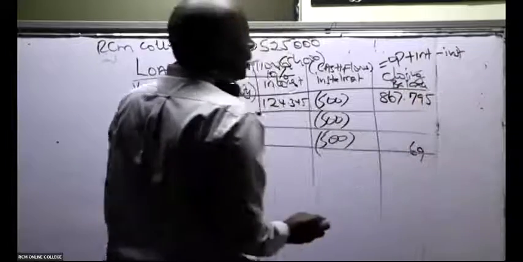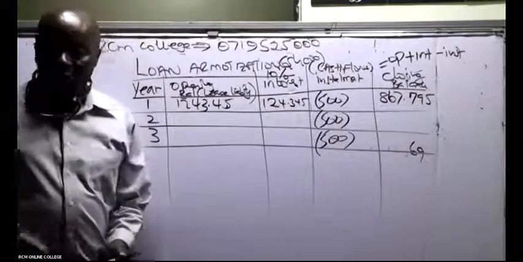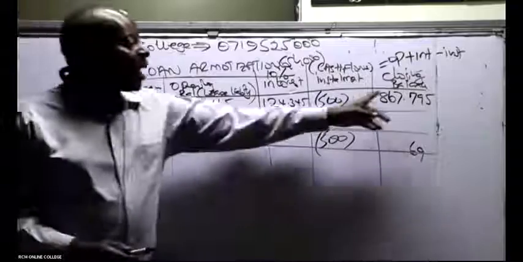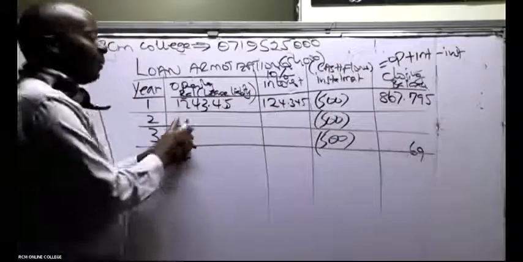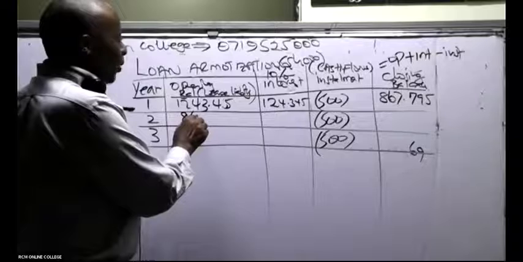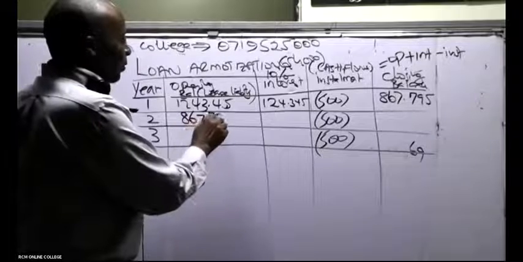867.795. Please use your figures. If your figures are a little bit different because of rounding off errors, make use of your figures. So this closing balance is what comes here as the opening balance, 867.795.